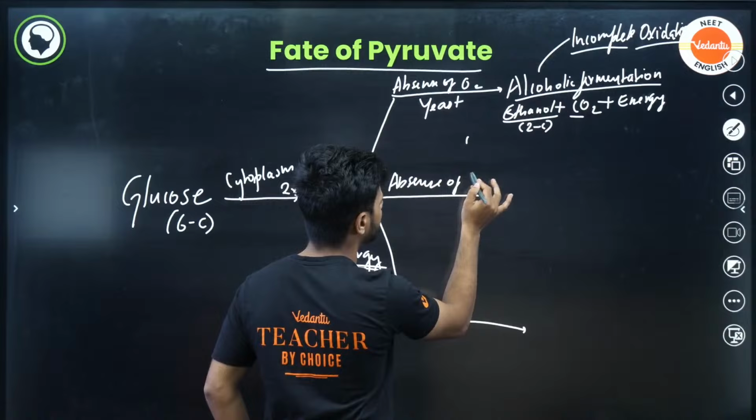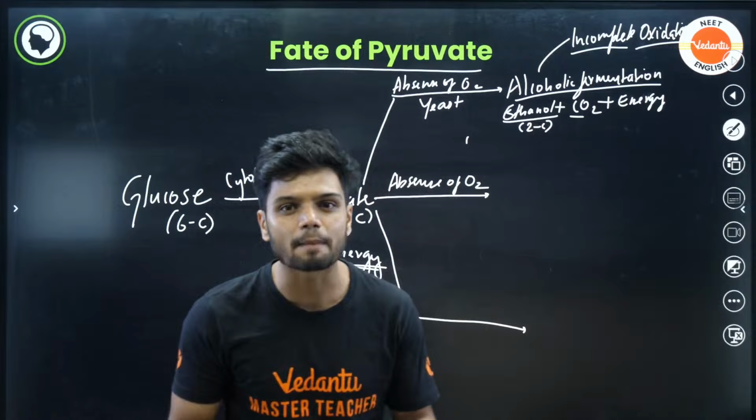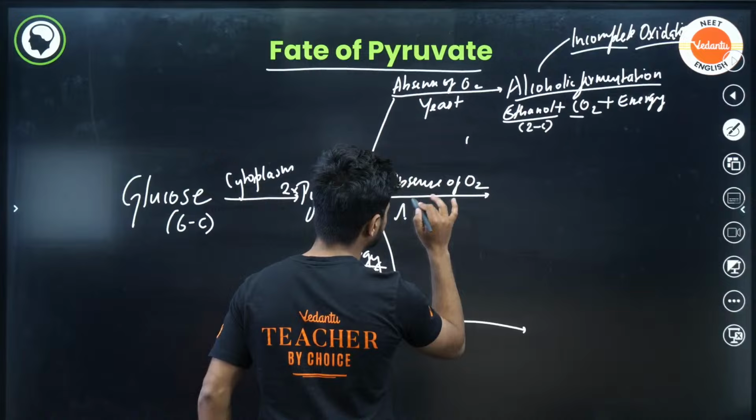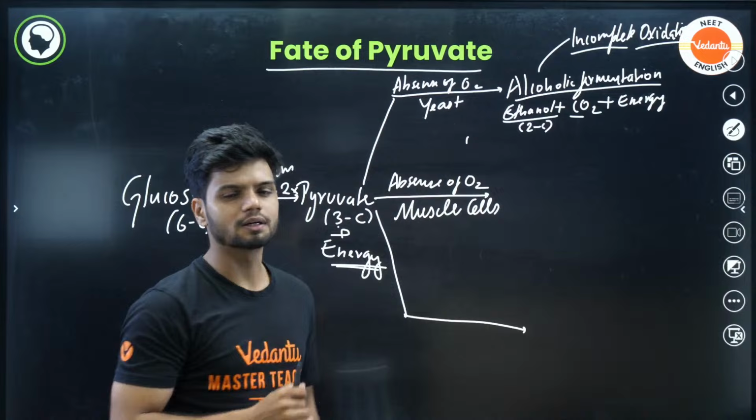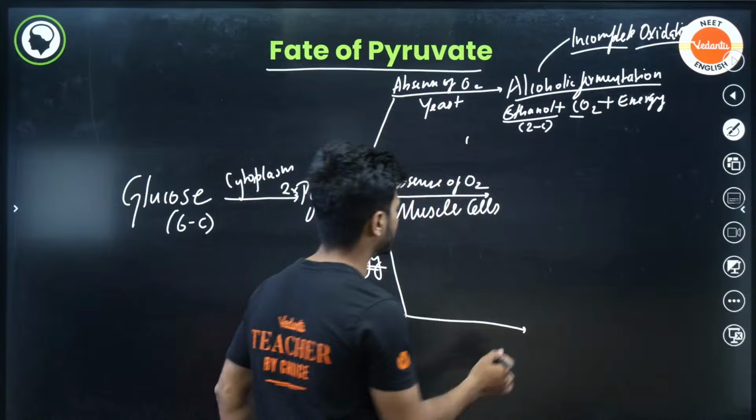The second one also happens in the absence of oxygen. But this actually happens in the case of your muscle cells, and also in certain lactic acid bacteria. It is called lactic acid fermentation.